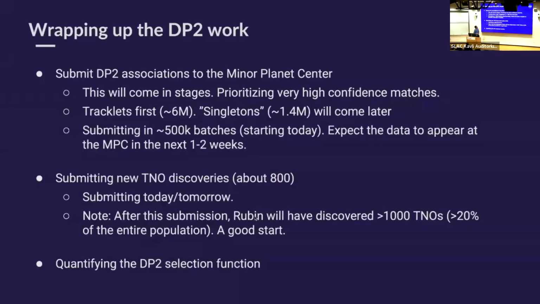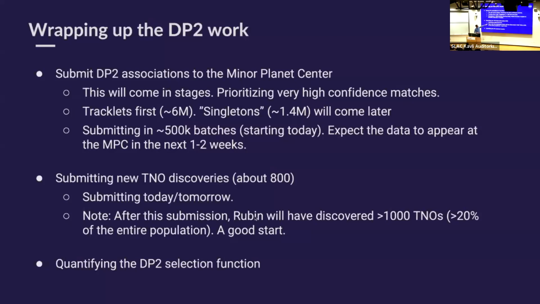From our point of view, DP2 is not fully done yet. Now that the data are public, we can make it even more public by sending it to the Minor Planet Center. So the first thing on our to-do list is to submit DP2 associations to the Minor Planet Center. Jake will tell you more about it. It'll come in stages. We'll send tracklets first, about 6 million of them, in something like 500,000 large batches starting today. So expect these data to be appearing in the MPC in the next 1 or 2 weeks. We're doing this in phases so that we don't overwhelm them with one huge 6 million dump.